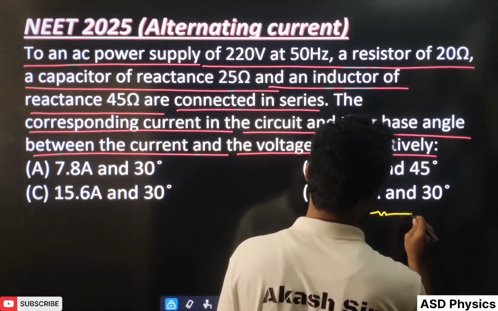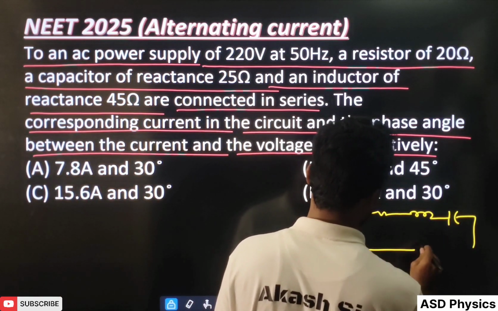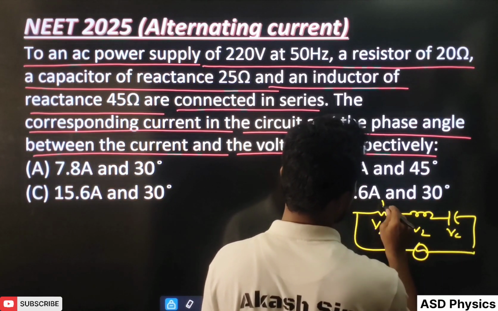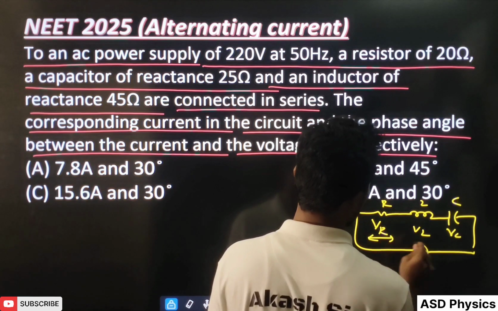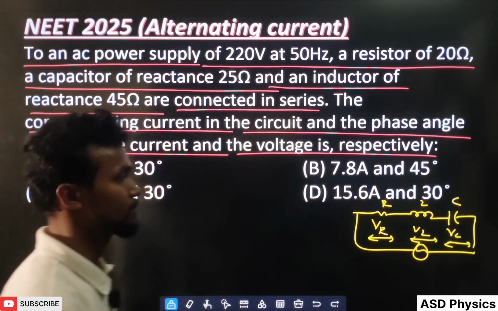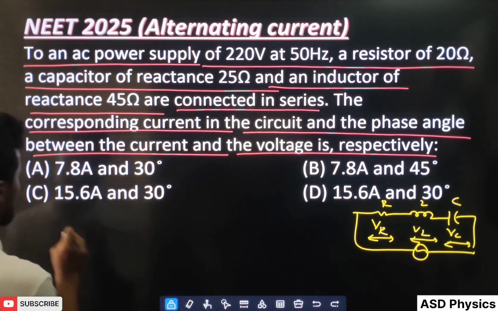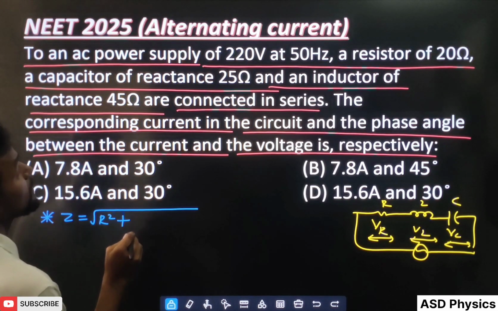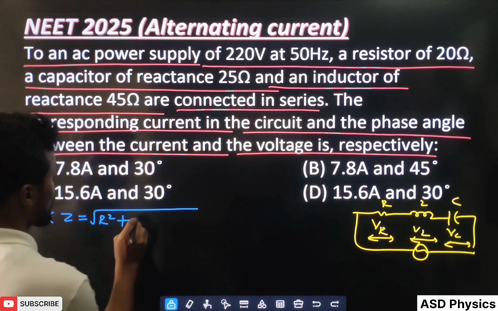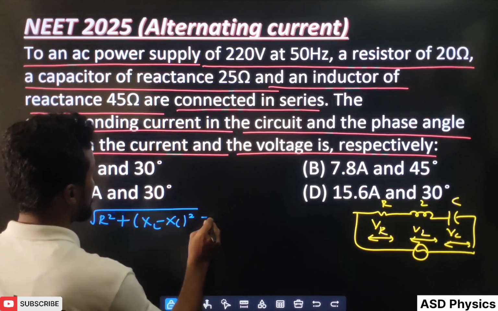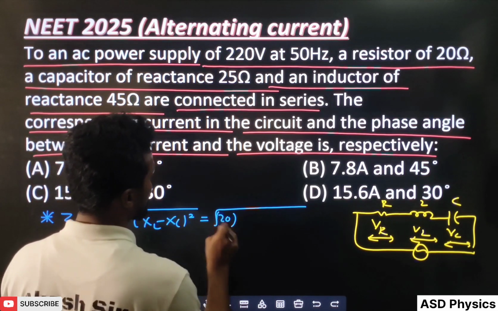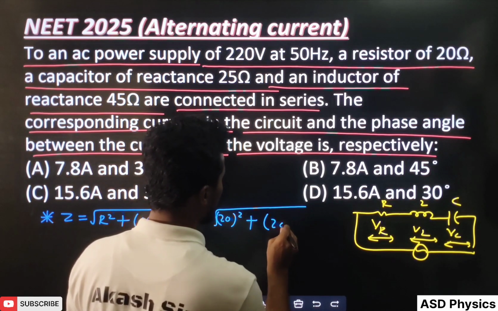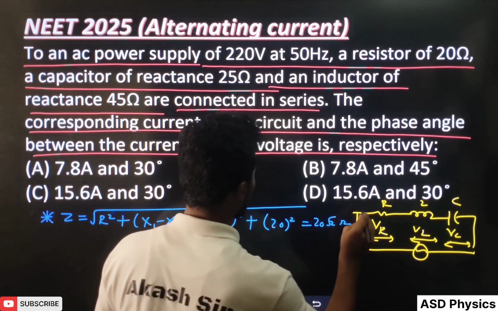Okay, so remember that this is the RLC circuit. Which kind of circuit is this? RLC. Okay, and this is connected to the battery. Here we can mark VR, here VL, here VC. If I talk about the impedance, it is always the square root of R square plus XL minus XC whole square, since the inductor is more here. R square means 20 square plus XL minus XC, how much here students? 45 minus 25 means again 20 square. It will come here 20 root 2 ohm.